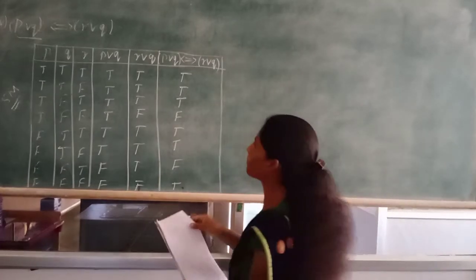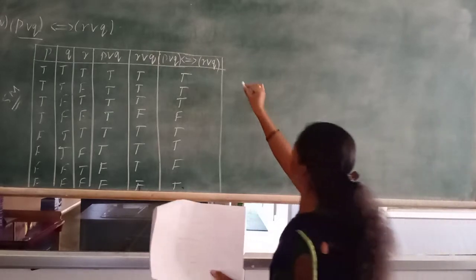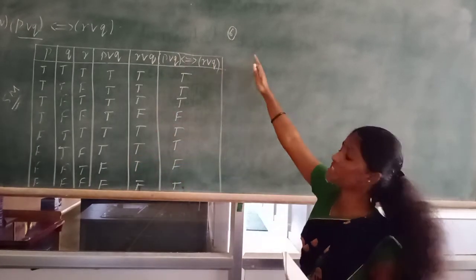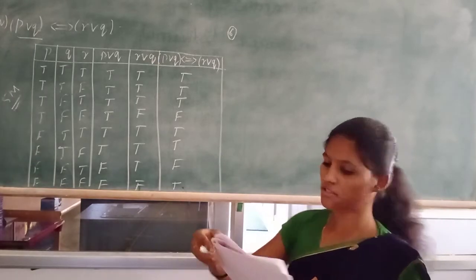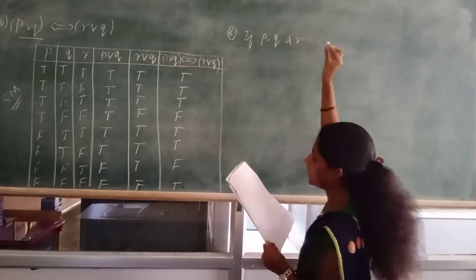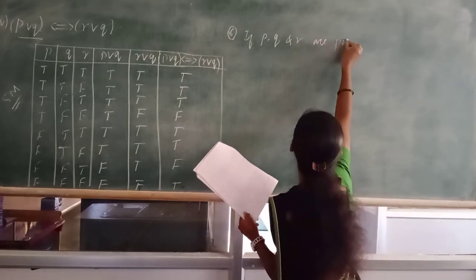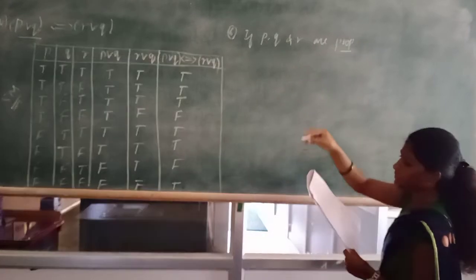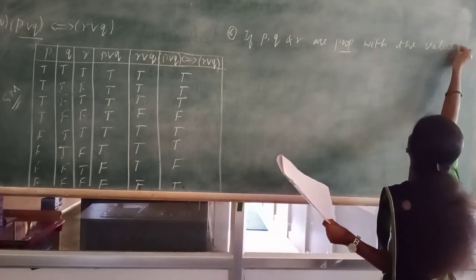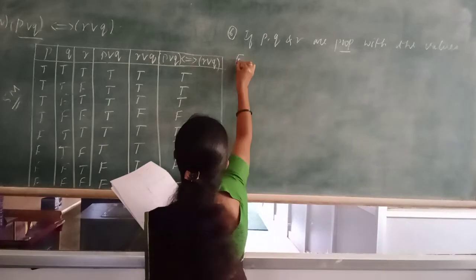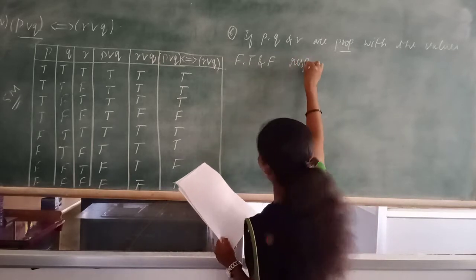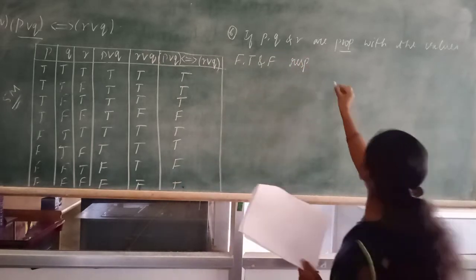Next question, maybe the sixth one. If P, Q and R are propositions with the values false, true and false respectively, write the truth value of the following.